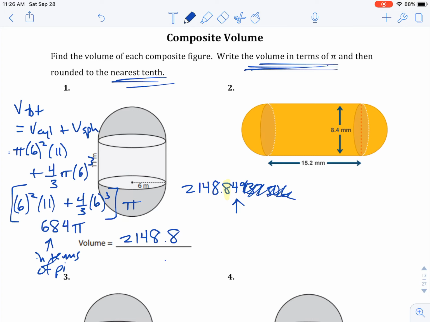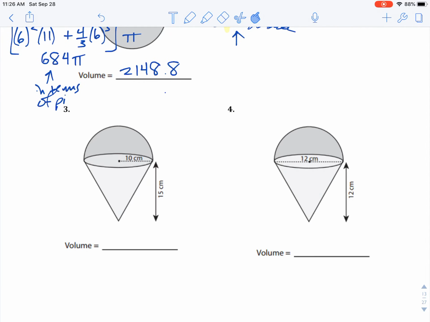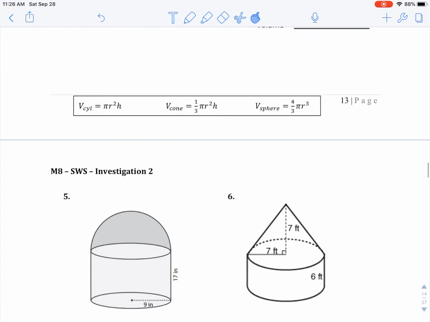And that's how we do composite volume. Just look at the shapes that you have, use the formulas there to find the volume of each piece, and add them together in order to get the total. Be careful with number 2 here. This 8.4 is actually the diameter, so make sure you find the radius of that one first. And then for 3 and 4 here, we've got some ice cream cone looking shapes. You've got a hemisphere up top, so be careful with that.